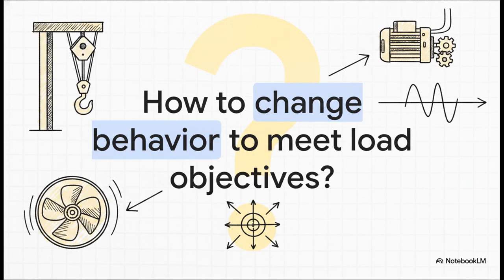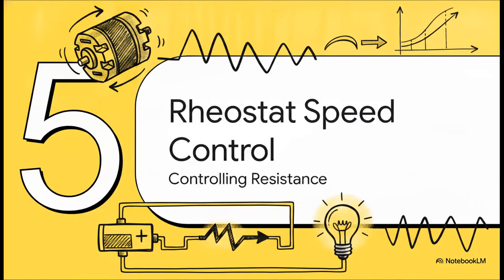And that brings up a pretty pivotal challenge. Since we literally cannot change the mechanical load's characteristics, we can't change the physical reality of a heavy hoist or the drag of a fan. How do we find that perfect operating point? Well, we have to manipulate the motor itself to force that intersection exactly where we want it. Let's see how we do that in Section 5, Controlling Speed with Resistance, Rheostat Control.